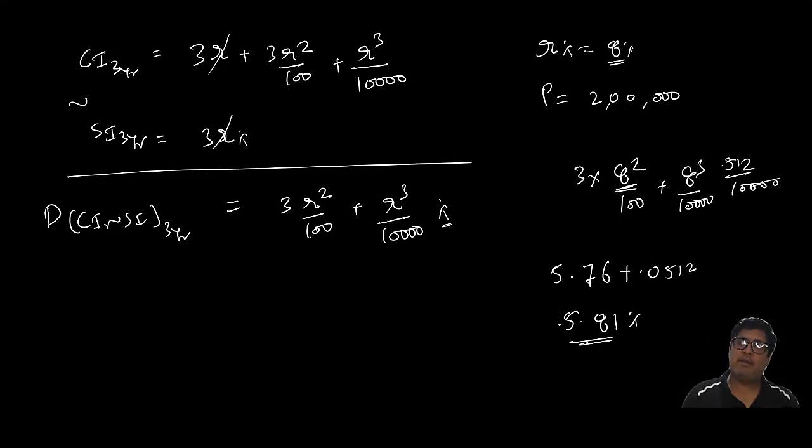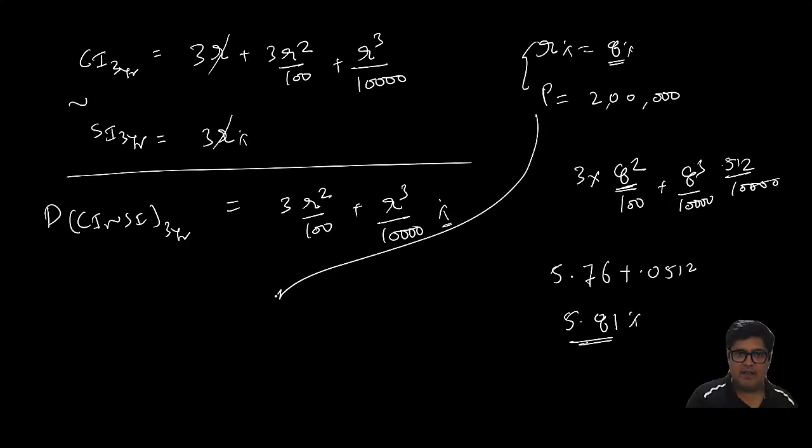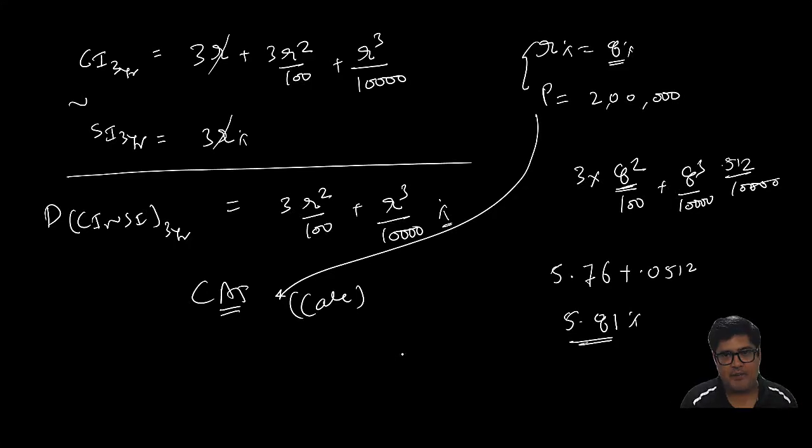Now, from the perspective of CAT, you will have a calculator. So you should not be doing this. Rather, this is what you should do in CAT. If there is a calculator, do something different. You could have said that an 8% increase can be done as 1.08.